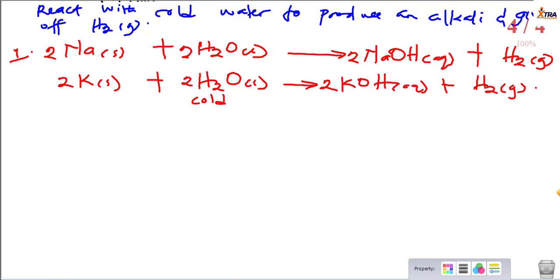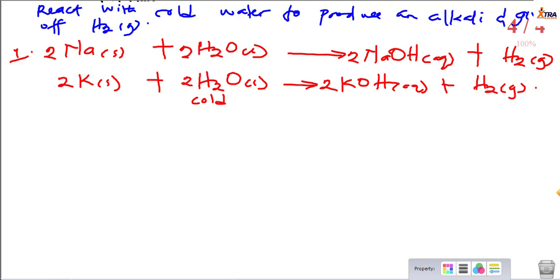So the best way to store sodium is keeping it under oil. The best way to store cesium is keeping it under oil. And the reason is not far-fetched. Being a group 1 element, they have high affinity for water and they are best kept under oil, right? So that is one property.